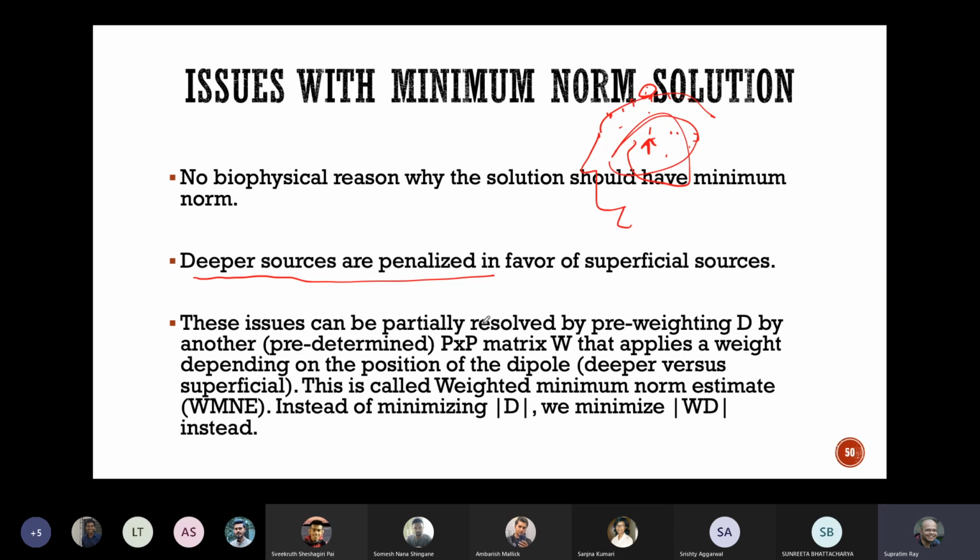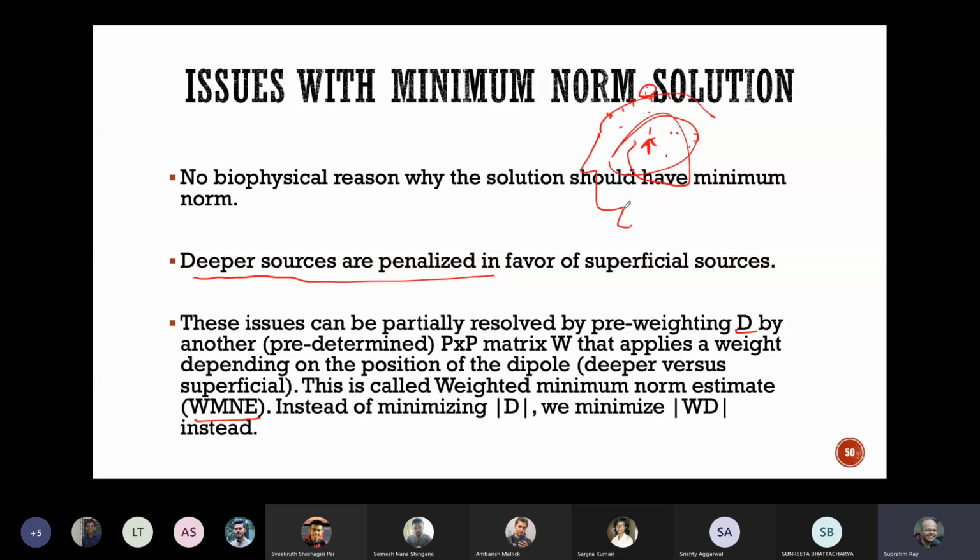So that is why you often pre-multiply your dipole vector with some matrix W, which sort of adjusts this discrepancy. Okay, so it actually penalizes the superficial ones for being superficial, so that now the deeper ones also have a fighting chance against them. And this is called a weighted minimum norm solution.